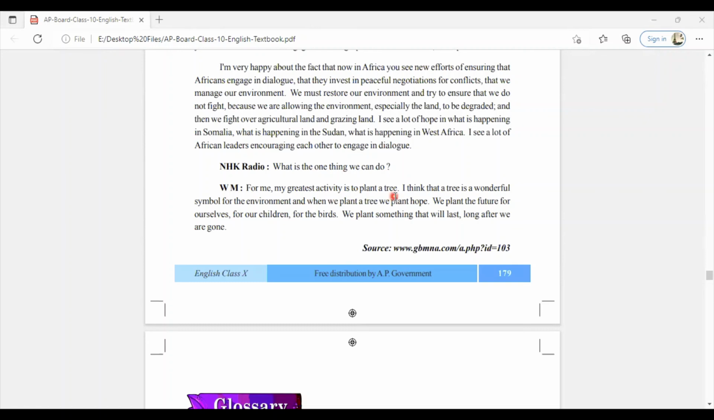It will give us a wonderful symbol for the environment, not only for today, but for the future. If we plant a tree, we are planting hope. We plant a future for ourselves, for our children and for our birds also. We plant something that will last long after we are gone. If you plant a tree now, do you think the tree dies before you die? No, of course not.